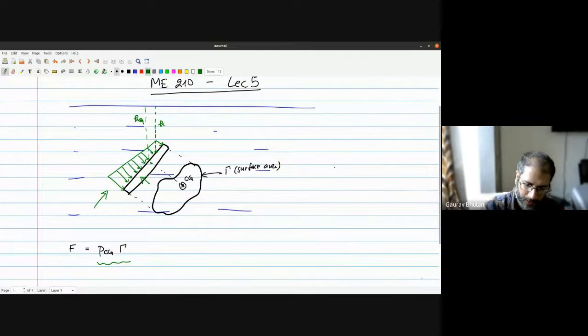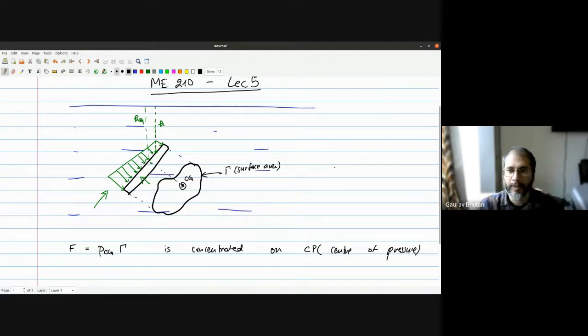In our summary slide here, I can simply write that this force F equal to Pcg times gamma is concentrated on Cp, which is the center of pressure. It's a bit confusing because we calculate F by taking the pressure at the center of gravity, but this force is concentrated on the center of pressure. But if you see the derivation, then this all makes sense. So it's worth going through the derivation once. It's very easy, just to make sure that in the future you never get confused while trying to remember these things.